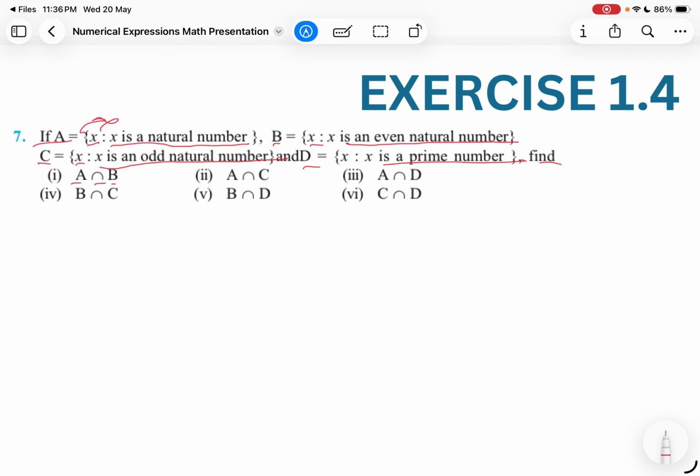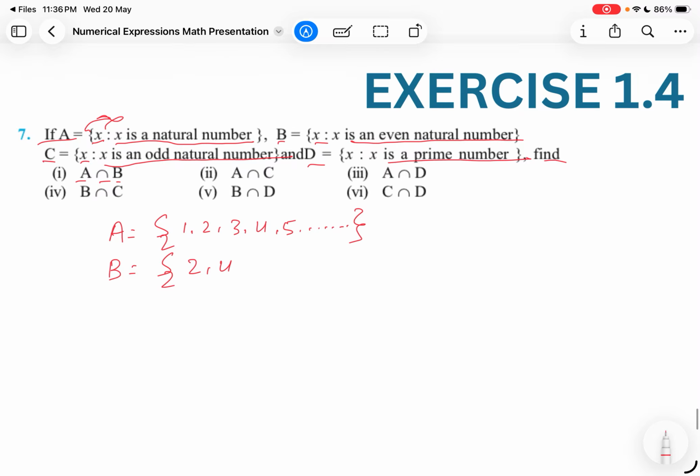So you have to just convert this in tabular form, so it will be very easy for you. For example, A equal to X is a natural number, so it will start from 1, 2, 3, 4, 5 and so on. B equal to even natural numbers, so 2 4 6 8 10 and so on. So A intersection B, what is there? 2 is there, 4 is there, 6 will also be there, so the result will be B.